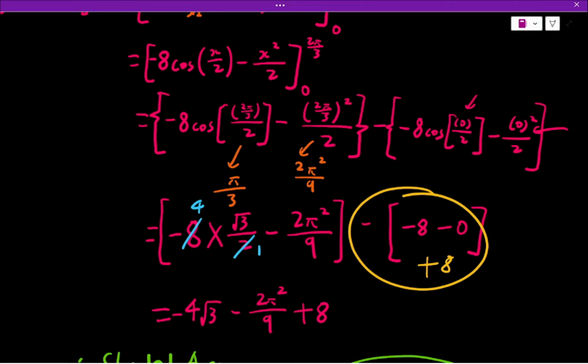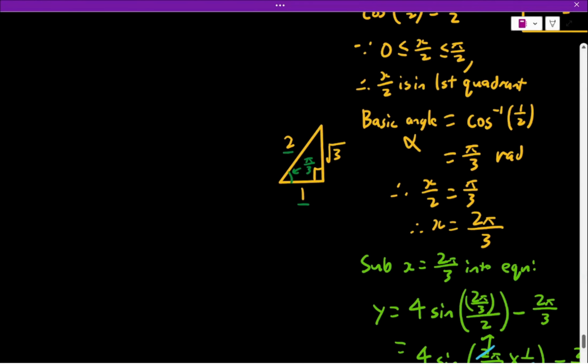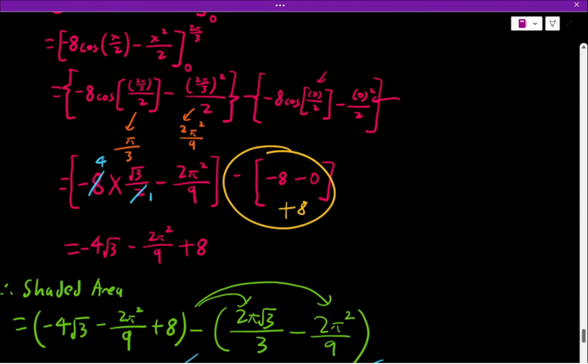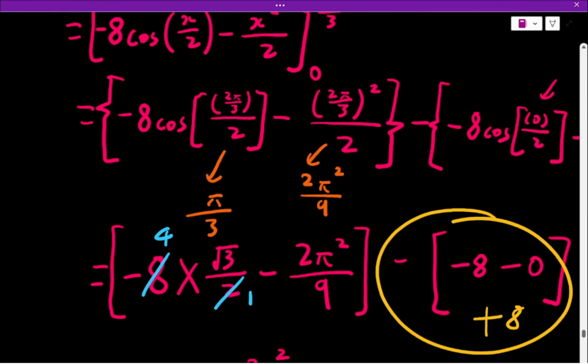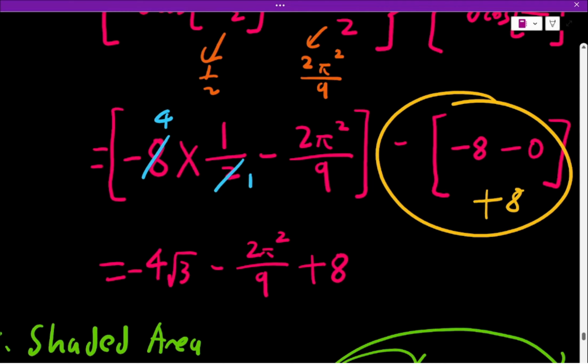Oh, hold on. The cosine, it's cosine of pi over 3. The cosine of pi over 3 is half. Alright, I see. Sorry. It's actually 1 over 2. Okay, so this becomes negative 4 instead. Ah, there we go.